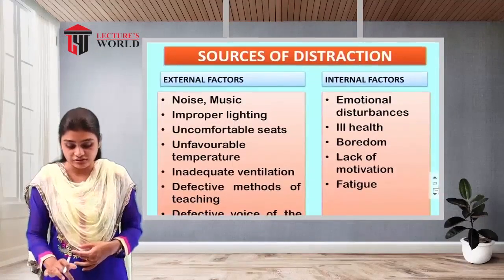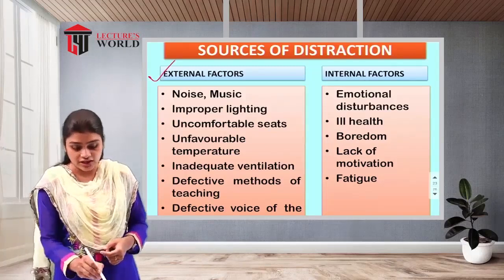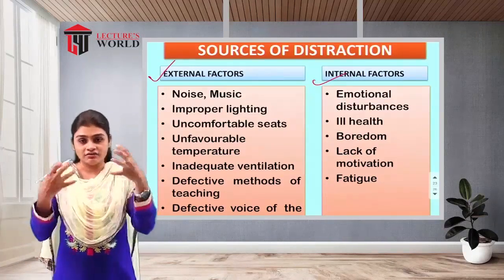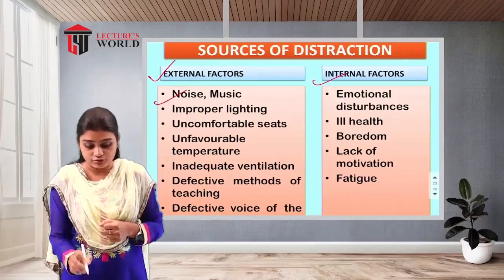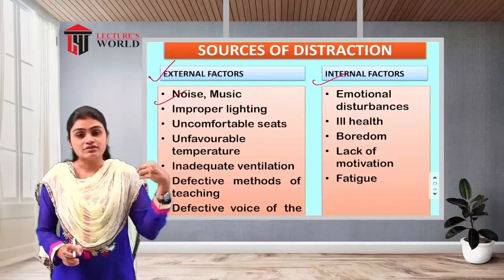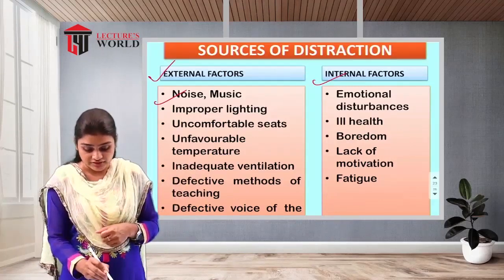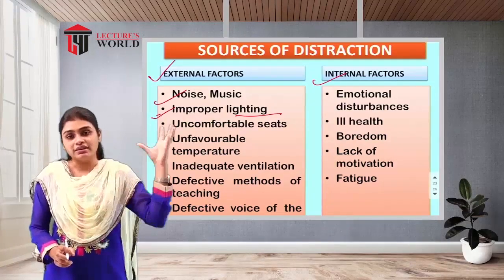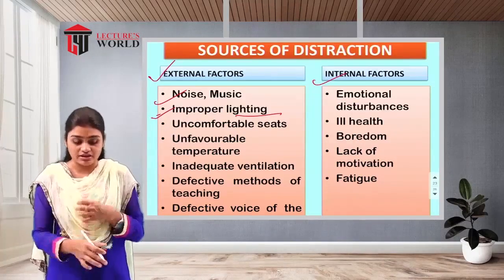So here are some very common sources of distraction of attention. Again, for distraction we have external factors from the outside environment and internal factors within one's own self. In external factors we have noise or music. For example, one girl wishes to study, but at the same time there is very loud noise or music, then her attention will go towards that music or noise. After that, improper lighting. If we want to read, but the light source is not proper, the same thing happens, and distraction will be there.